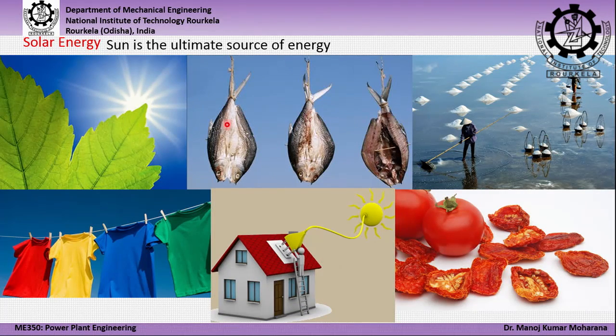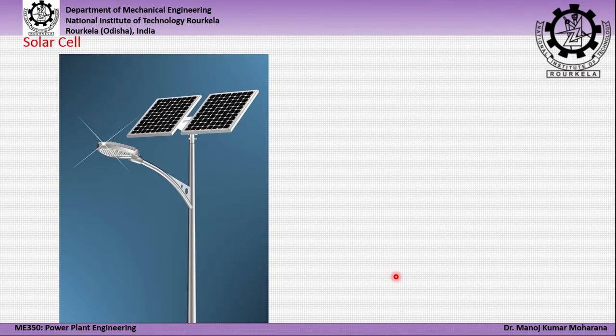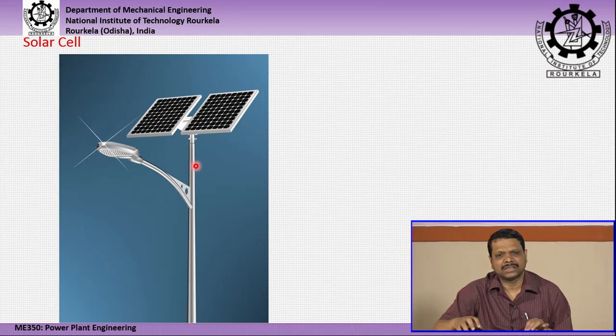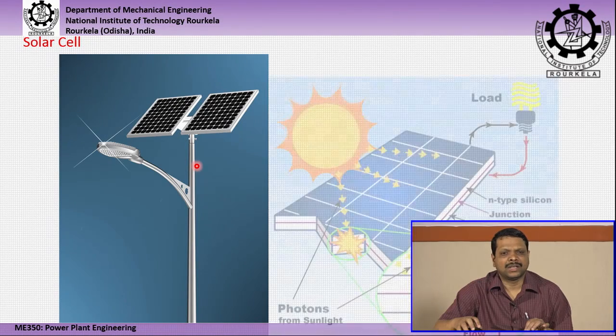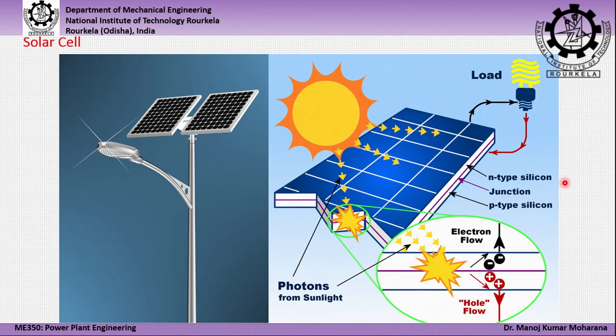So, now we can think of getting electricity out of the sun for our day to day requirement. This has already been achieved by human beings. There is something called a solar cell. This shows a street light running with the help of a solar cell, where we convert solar energy into electrical energy through some technology, where we take the help of silicon diodes.